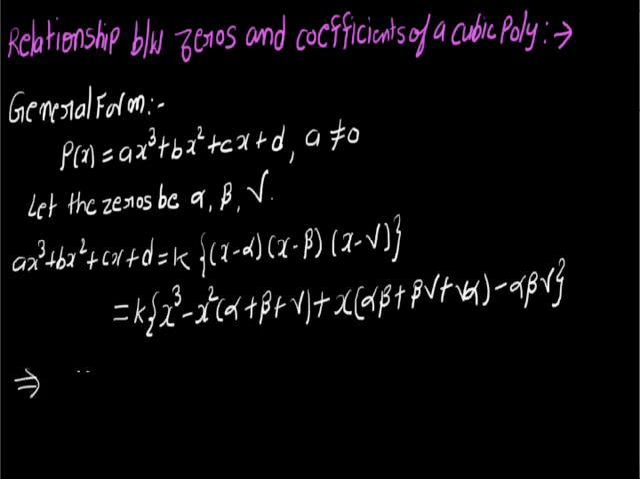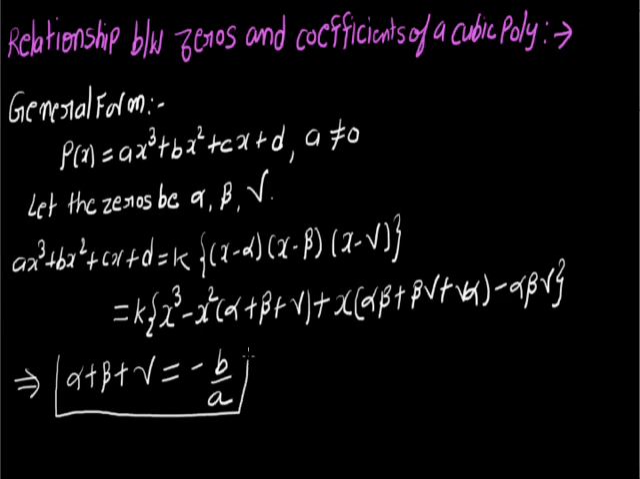We will get the sum of the zeros. The sum of the zeros, alpha plus beta plus gamma, comes out to be minus b upon a after simplification. So that is the sum of the zeros: alpha plus beta plus gamma can be written as minus b upon a. That is the first relation.